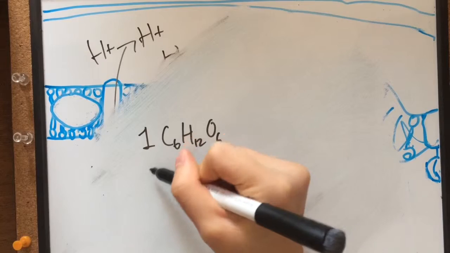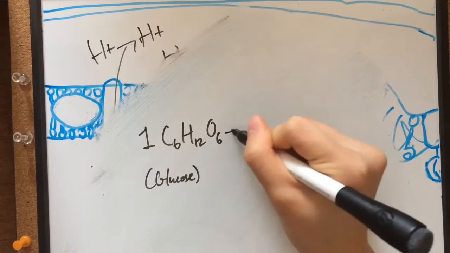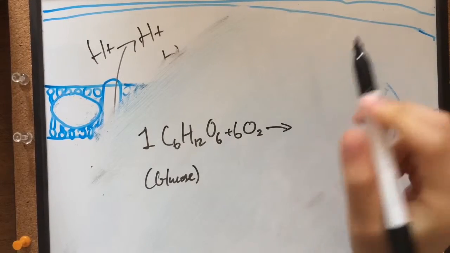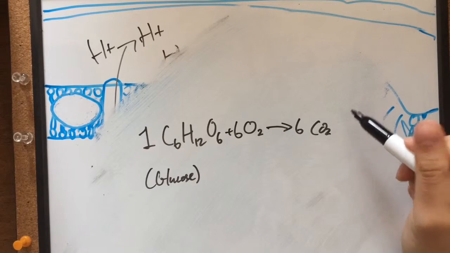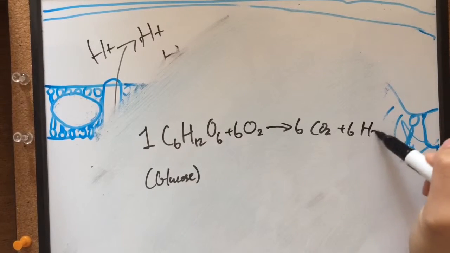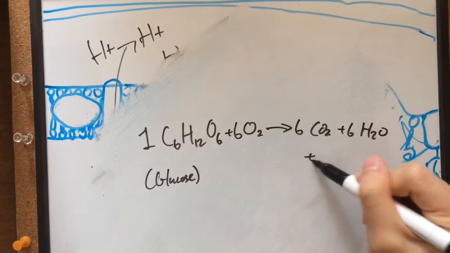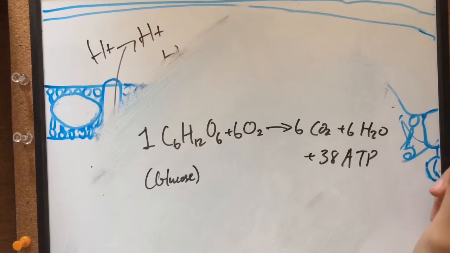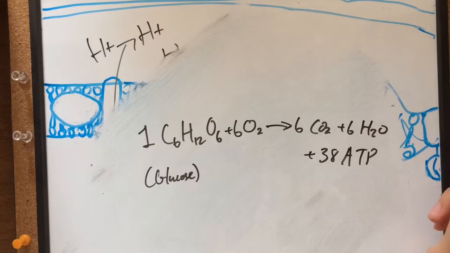So 1 C6H12O6, which is a glucose, plus 6 O2, which is just oxygen, can create 6 CO2, carbon dioxide, 6 H2O, 6 water molecules, and around 38 ATP, which is the molecular form of energy. And that basically concludes all of cellular respiration.